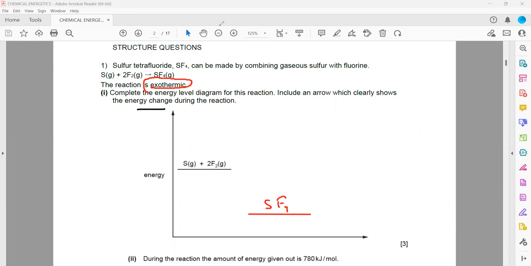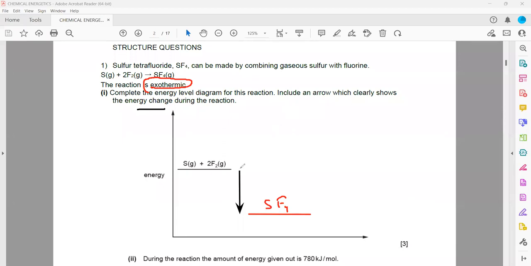For exothermic reactions, the arrow which we use to show the energy change should always point downward. If it was an endothermic reaction, the energy change arrow would point up.